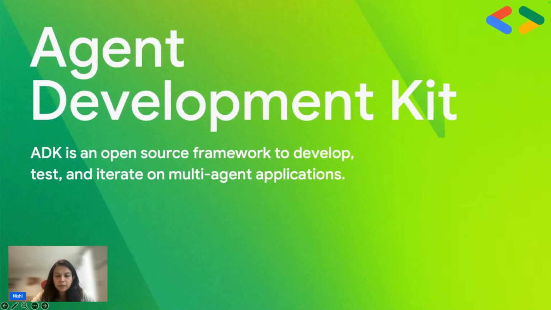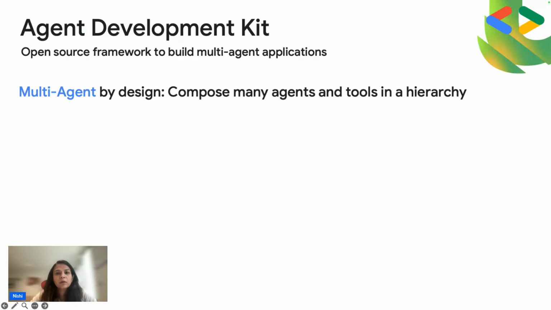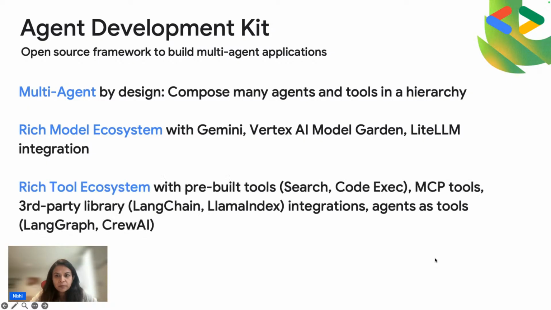Moving on to the Agent Development Kit. Agent Development Kit is an open source framework by Google to develop, test, and iterate on your multi-agent application. Now, Agent Development Kit is multi-agent by design. You can compose many agents and tools in hierarchy. Then it has a rich model ecosystem, so you have a variety of models available. You can use that and build your agents. Then it comes with pre-built tools like search and code execution tools. It has the capability to integrate with MCP tools.